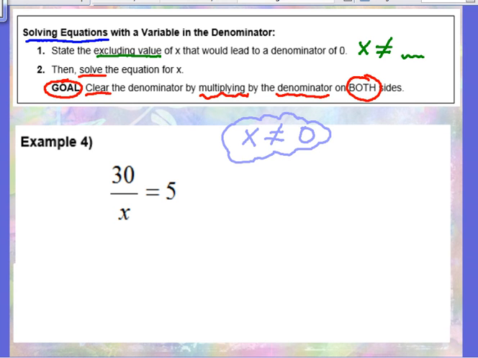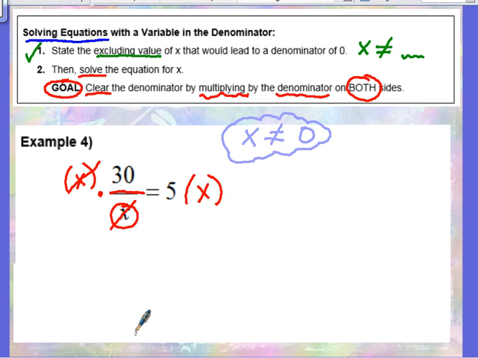Now let's solve. So step 1 is done. Our goal, remember, is to clear the denominator, this right here, by multiplying by the denominator on both sides. We've really done this before, and we used to do it with numbers in the denominator, but now we just have variables. Goes away. Remember, if we're going to multiply by x and divide by x, it really just equals 1, or it goes away. We must also multiply the right side.